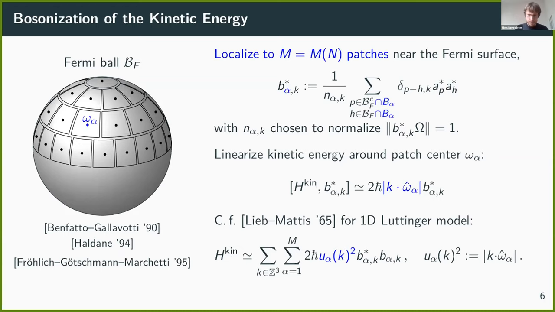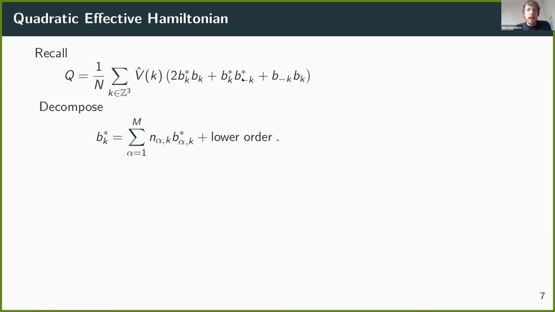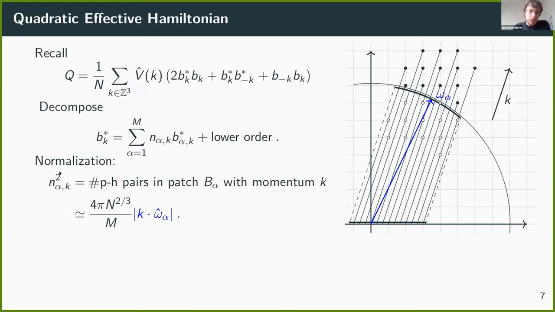Now, okay, observe that you get this factor K times omega alpha here. Now, of course, in the interaction, I should do the same thing. I should take the B star operators and decompose them according to this decomposition of the Fermi surface. I should compute the normalization factors on the Fermi surface. And this is quite nice, actually. You find, what are they? Well, they are basically the number of particle hole pairs in a patch.